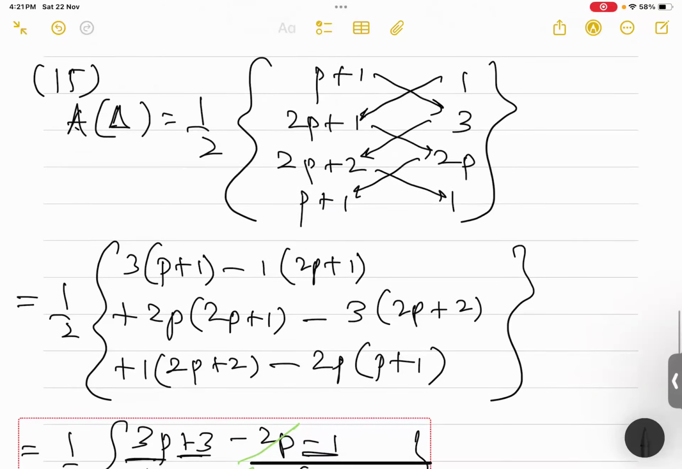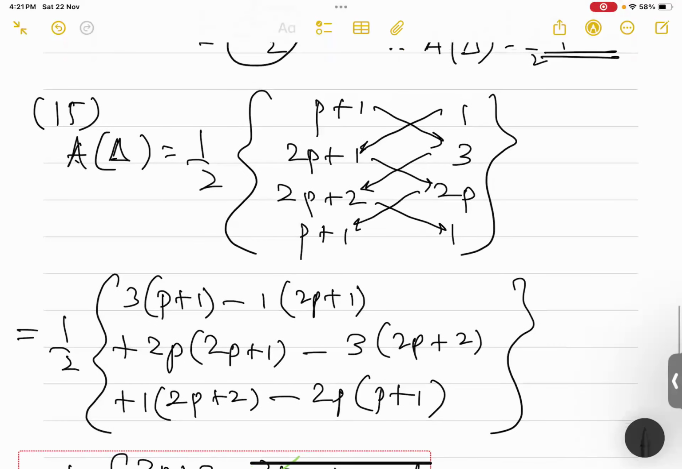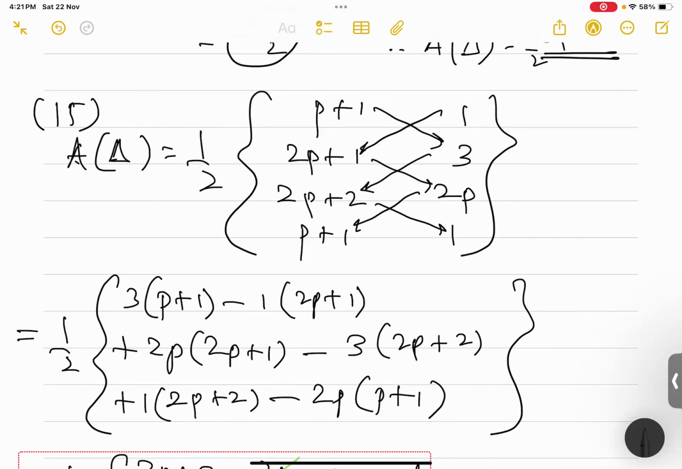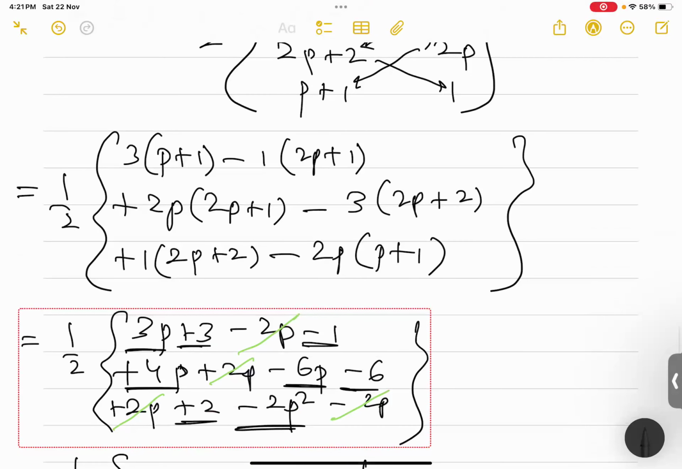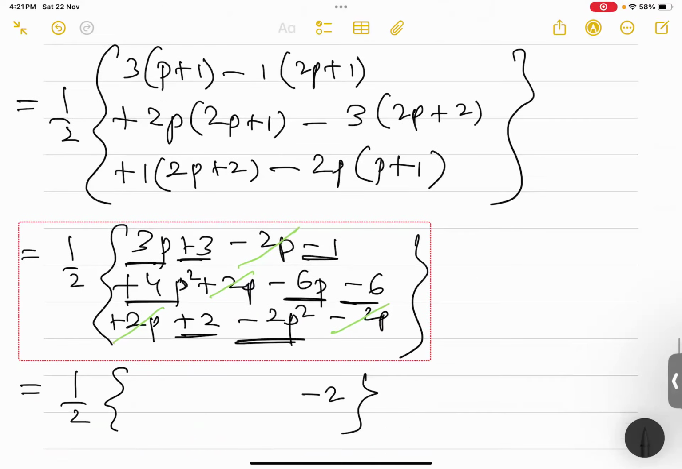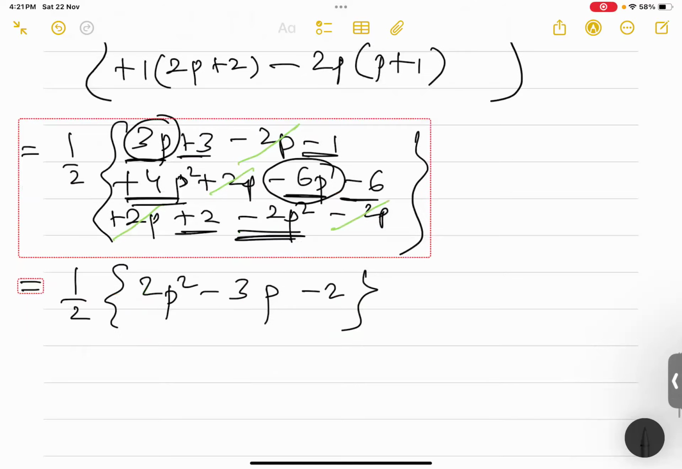Okay, so all these things should be properly written. We'll just go back to whatever we had written first. Okay, we have to multiply this very clearly. This is 4p square. So 4p square minus 2p square is 2p square, and 6p minus 3p is minus 3p. Okay, this should be your answer.